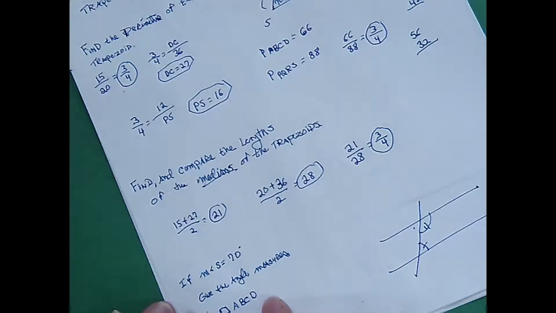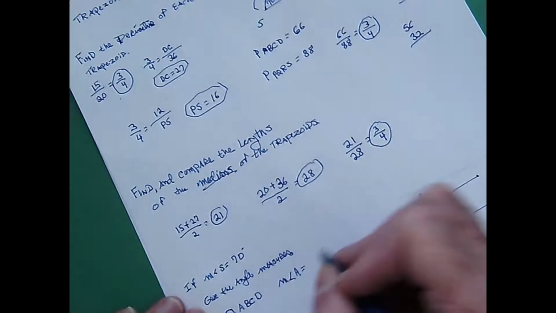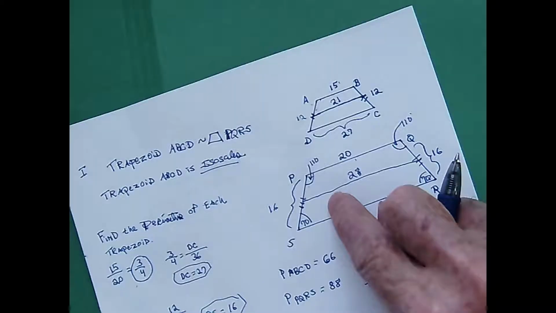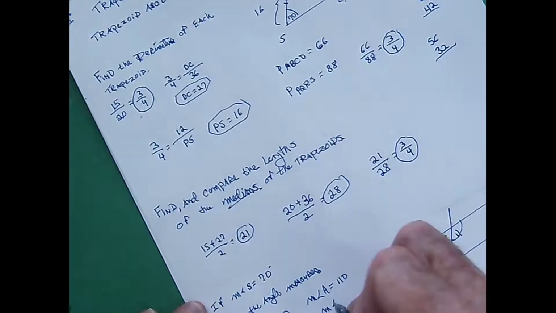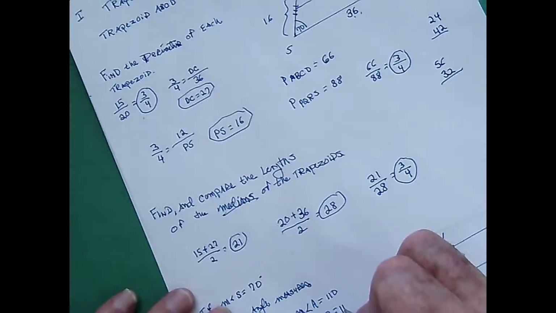I think we can make sense of that. I'm just going to write it right here, the measure of angle A. Well, who did angle A correspond with anyway? It corresponded with angle P, didn't it? So measure of angle A had to be 110. What about the measure of angle B? Yeah, base angles of an isosceles trapezoid are congruent. That would also be 110.